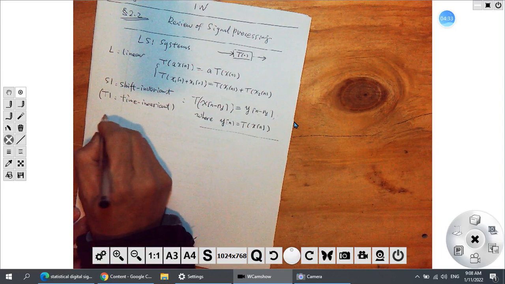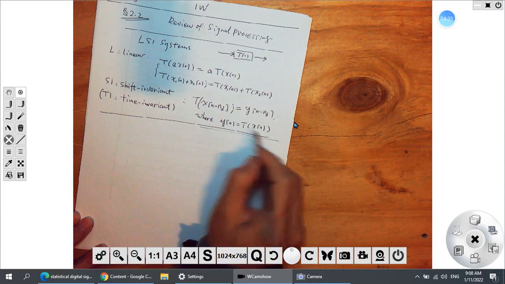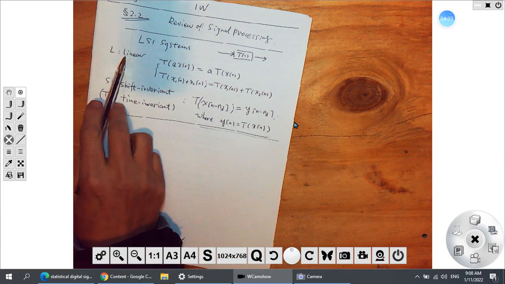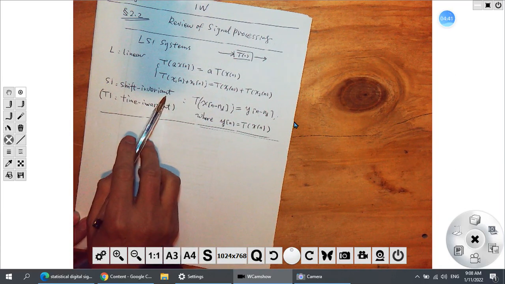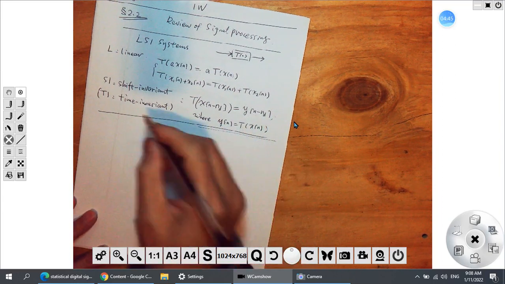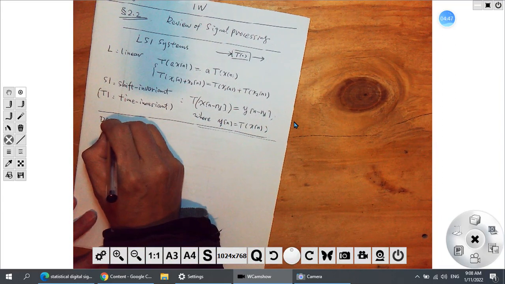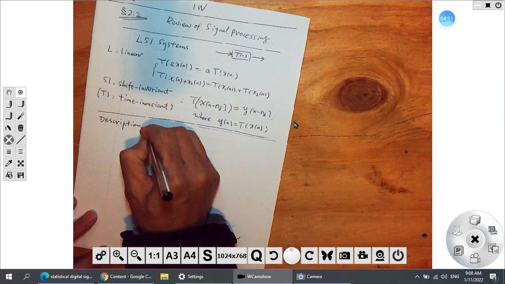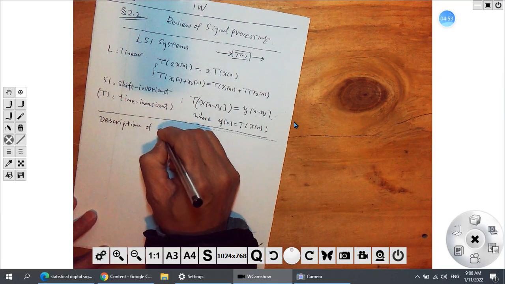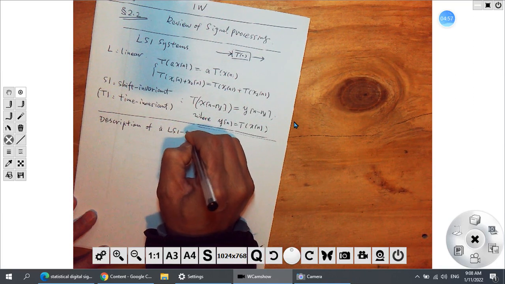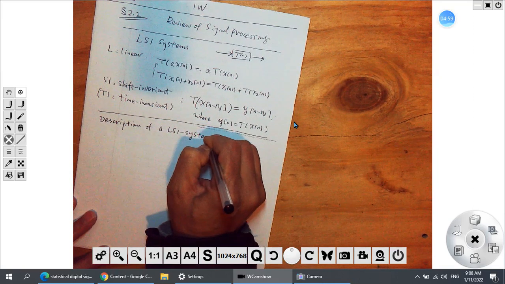So LTI means a system has both features. It is linear as well as shift invariant. Then how to describe an LSI system? Description of an LSI system.